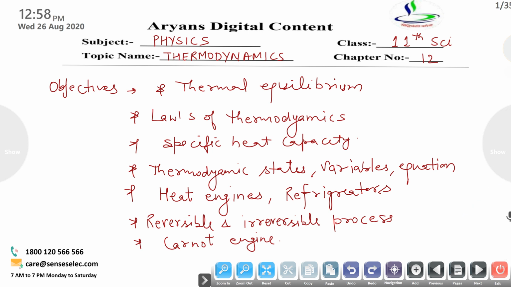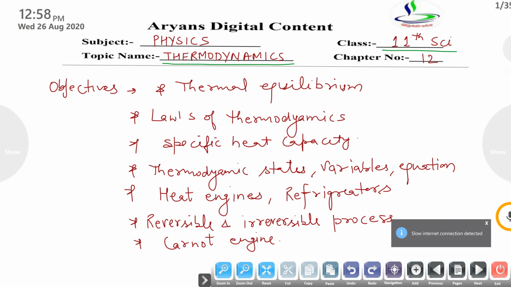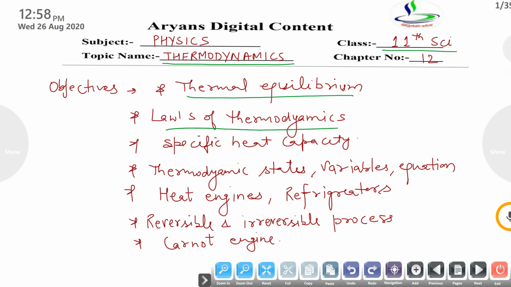As we have started our thermodynamics chapter in +1 physics, in this chapter we have covered some topics in our first video. The topics covered are thermal equilibrium, laws of thermodynamics, first law and second law, which we did in the first video. Then specific heat capacity is also done in the first part. Then thermal state and variables, this is also done in the previous video.